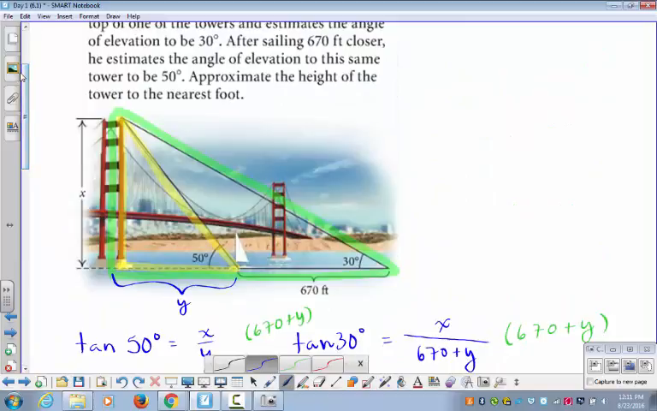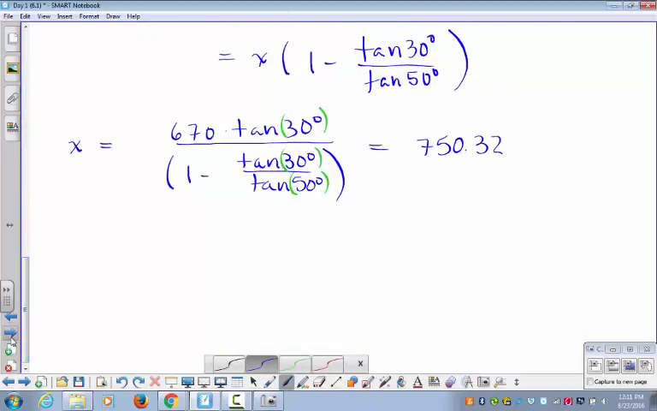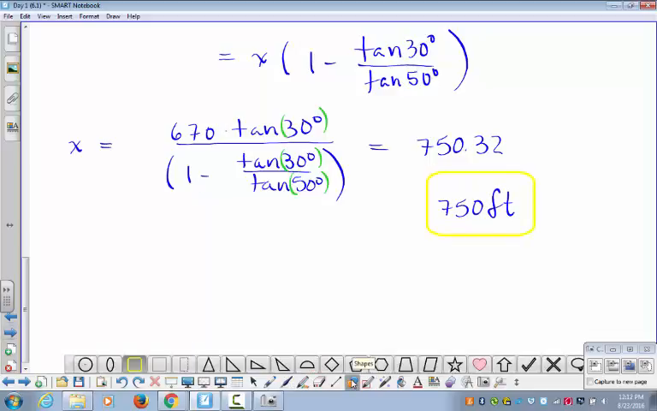You just want to look and make sure that it seems reasonable. So it says approximate the height of the tower to the nearest foot. Okay, so we'll round that. This was 670 feet. So, you know, as long as they drew this picture proportionally, yeah, that answer seems reasonable, 700 something. So to the nearest foot, 750 feet. That would be our final answer.